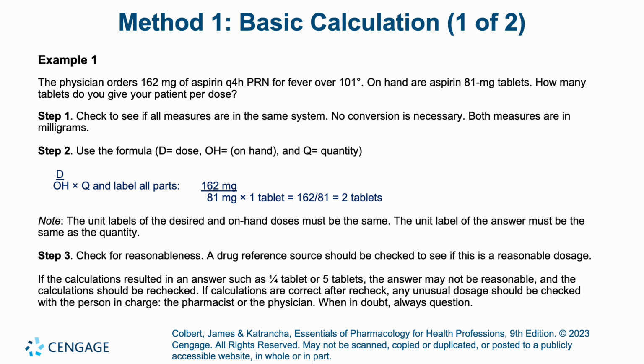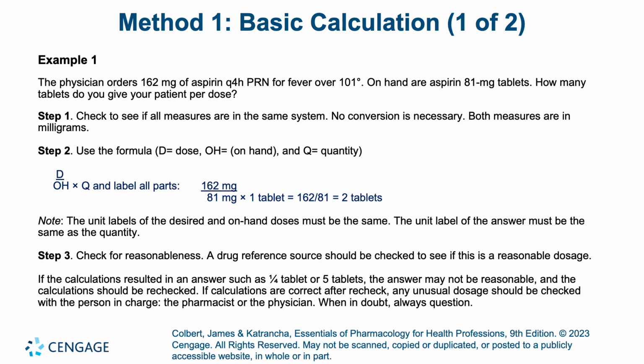If the calculations resulted in an answer such as 1/4 of a tablet or 5 tablets, or like I said, 10 tablets, the answer may not be reasonable and the calculation should be rechecked. If the calculations are correct after the recheck, anything that feels unusual should be checked with the person in charge, whether that be the pharmacist or the physician. When in doubt, always question.